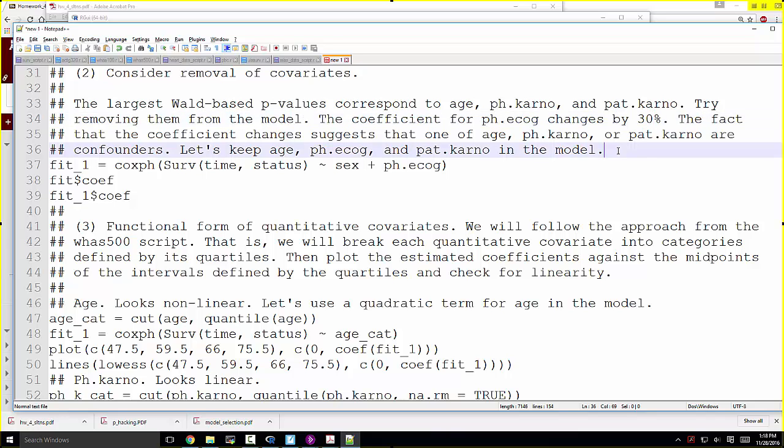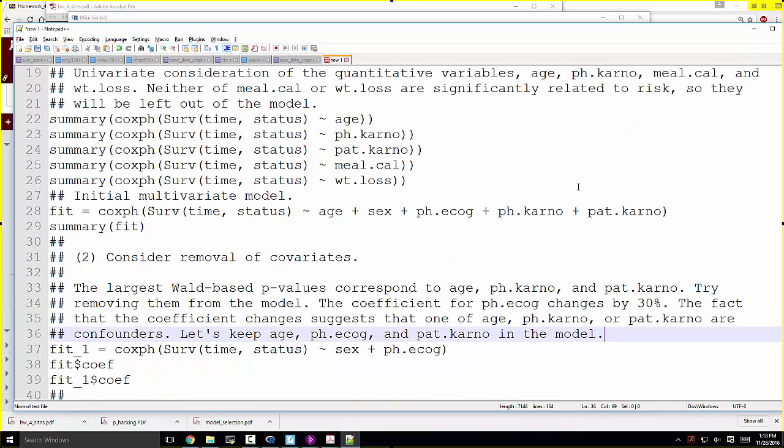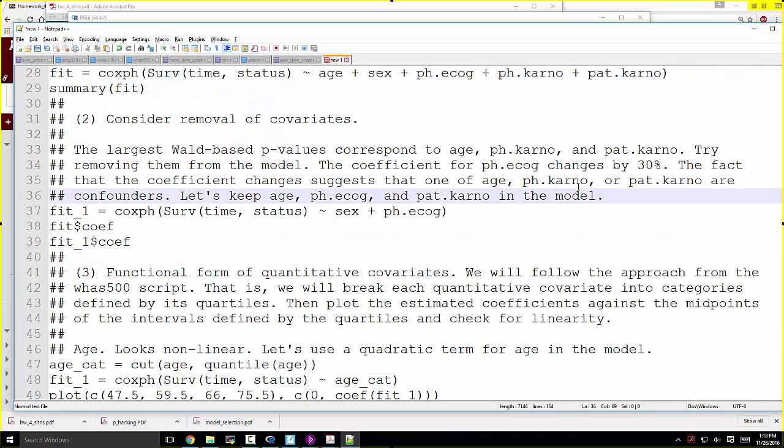So when I pulled out all three of those marginal covariates, age, pH.Carnot, and Pat.Carnot, there was at least one substantial difference in the resulting coefficients. So remember, we care about changes in the coefficients when you pull out a variable because that is potentially indicative of confounding.